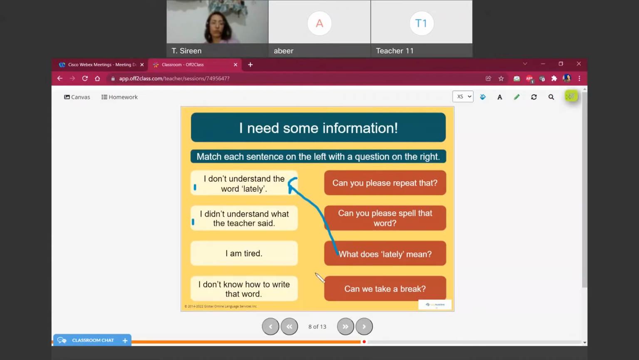Can you please repeat that? I didn't understand what the teacher said. What the teacher said. Very good. Three: I'm tired. Can we take a break? Four: I don't know how to write that word. Can you please spell that word? Very good. So these are all the ways to ask for information. You can take a screenshot if you want.